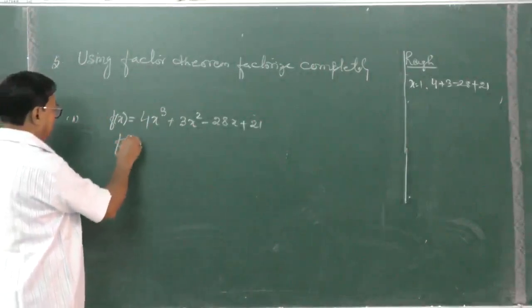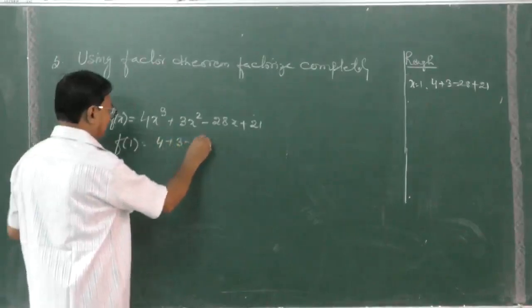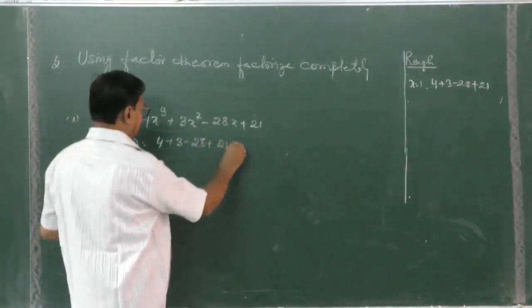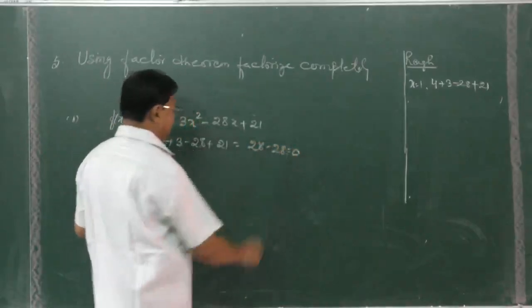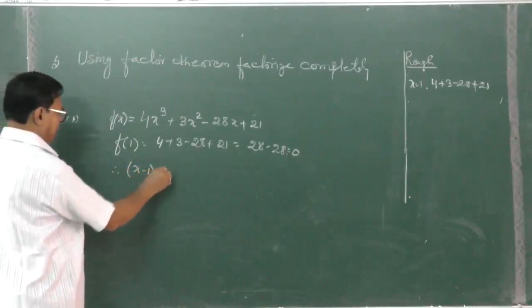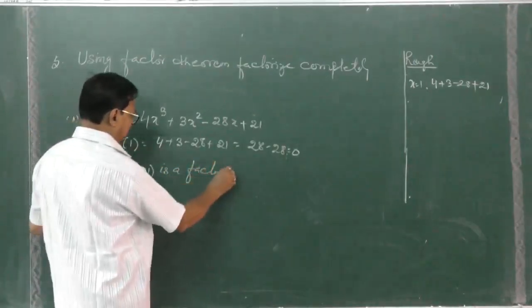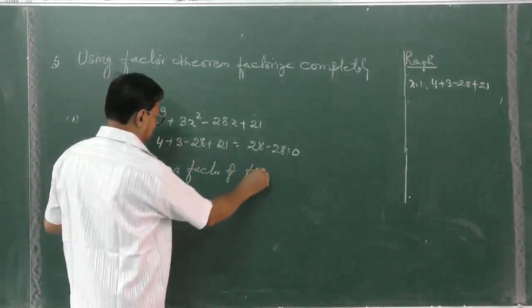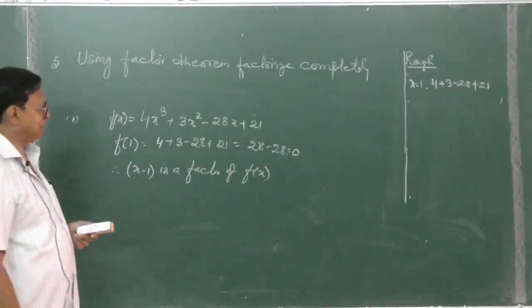So putting x equal to 1, it is 4 plus 3 minus 28 plus 21. It is 28 minus 28, equal to 0. So since this is 0, x minus 1 is a factor. So we got one of the factors by the application of factor theorem.